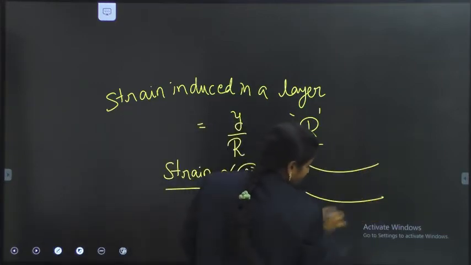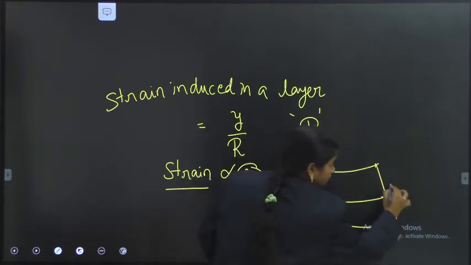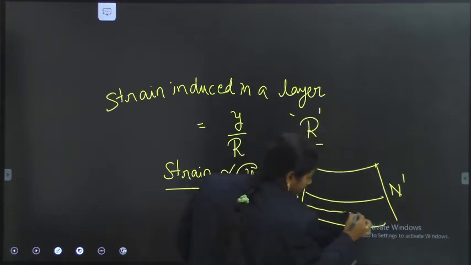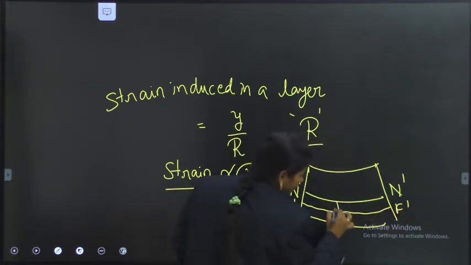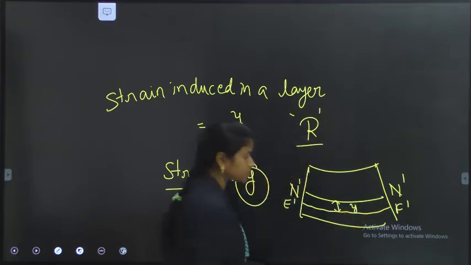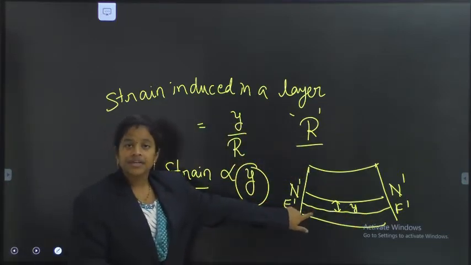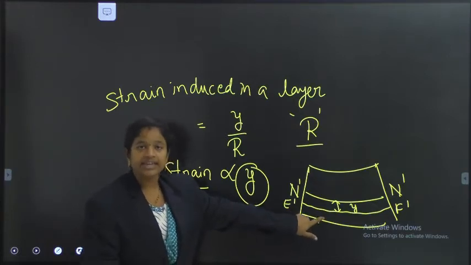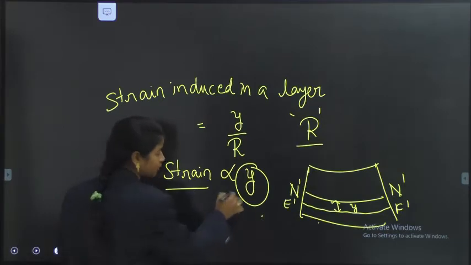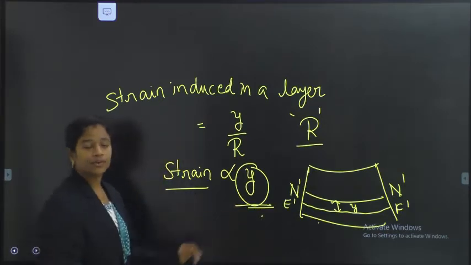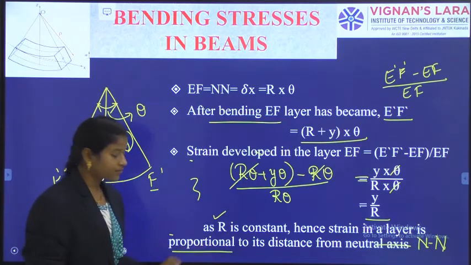So in this condition, I have got the neutral layer like this, and for the observation, I have taken another layer like this. In between these two layers, I have observed a distance of y. So the quantity of strain in this layer is directly proportional to how much it is distant from the neutral layer. So this is the condition we have given finally.